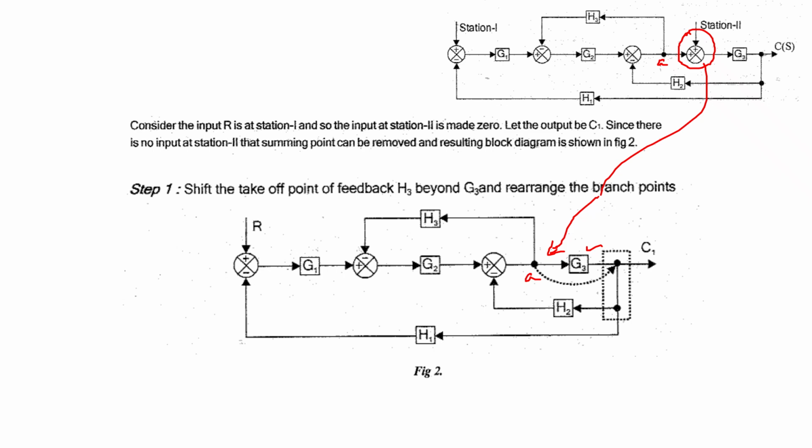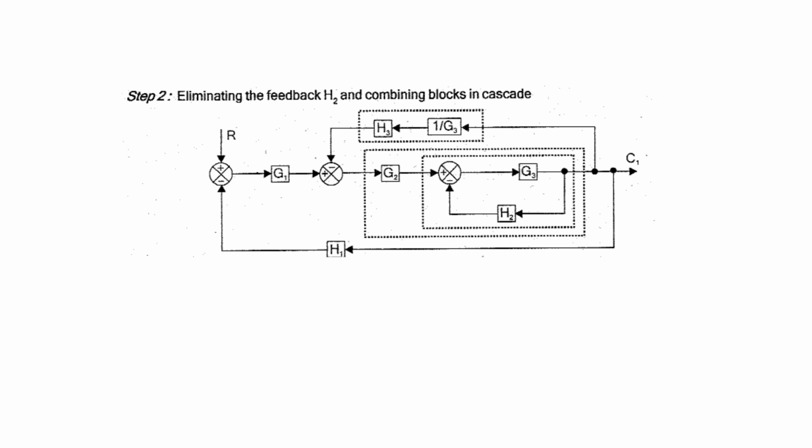Now, without manipulating or moving this takeoff point, I cannot have a cascade or a parallel or a feedback path to be eliminated. So we can move this node ahead of G3. While you are moving, there might be an alteration in this feedback path accordingly. So the manipulation results in an addition of 1 by G3 in the feedback path. Now, due to that manipulation, I have possible combinations that can be eliminated.